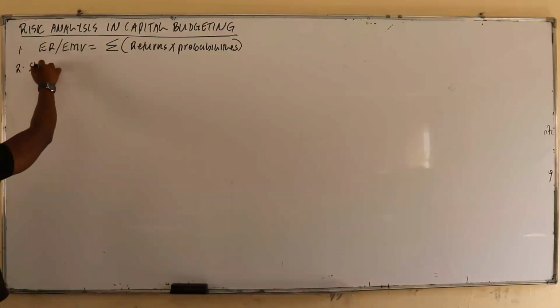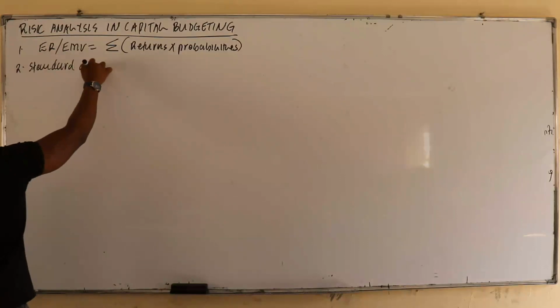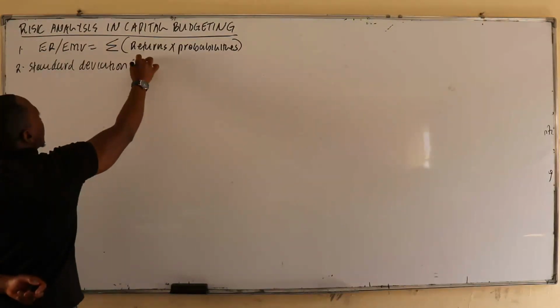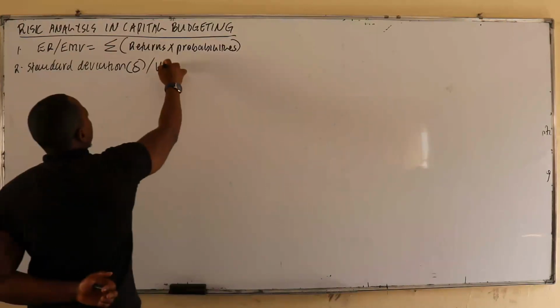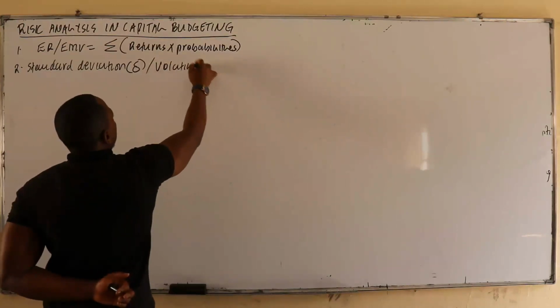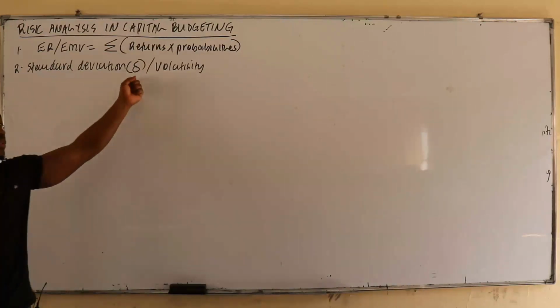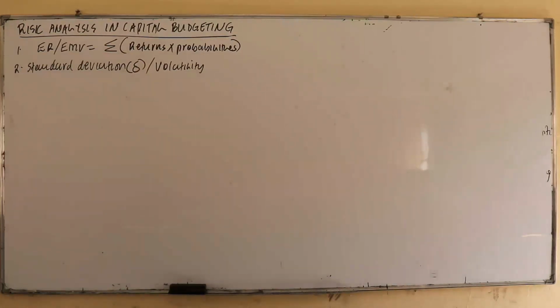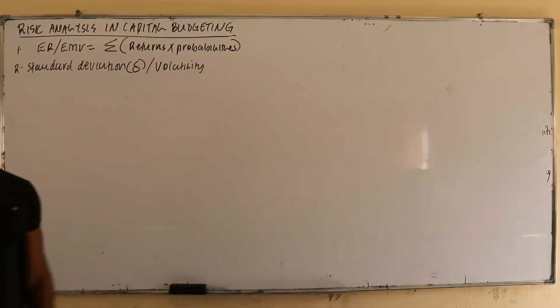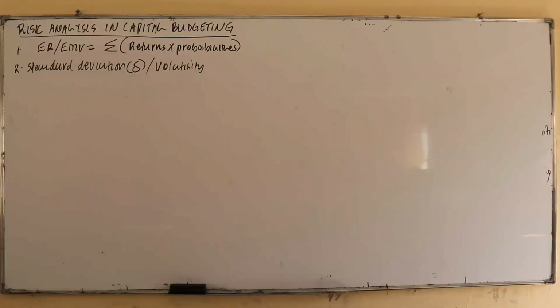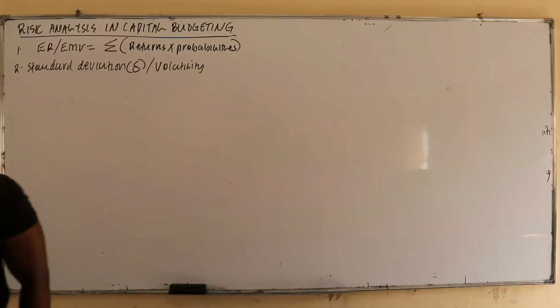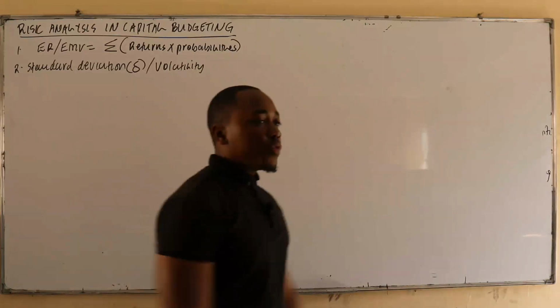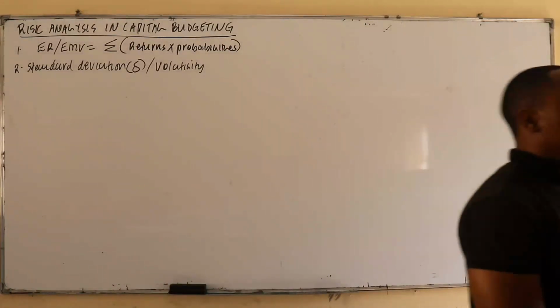Number two is the standard deviation. It's denoted by this symbol, also known as volatility. Let me see that. This is a symbol for standard deviation, also known as the volatility. You see that? This is the absolute measure of risk, full stop.